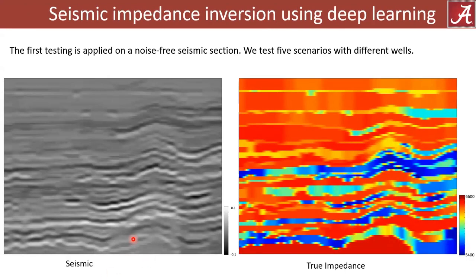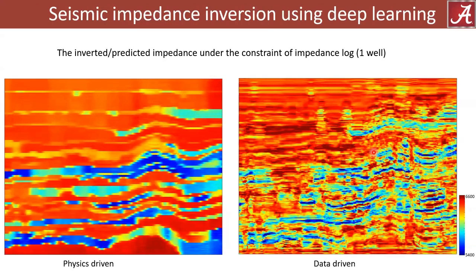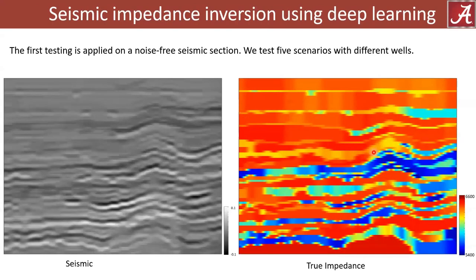Here we can see the seismic data input. This is the true impedance from the model. This is the one we want to get from the input. One thing I need to mention is that this is noise-free seismic data. Because it's synthetic data, there's no noise in the seismic data.